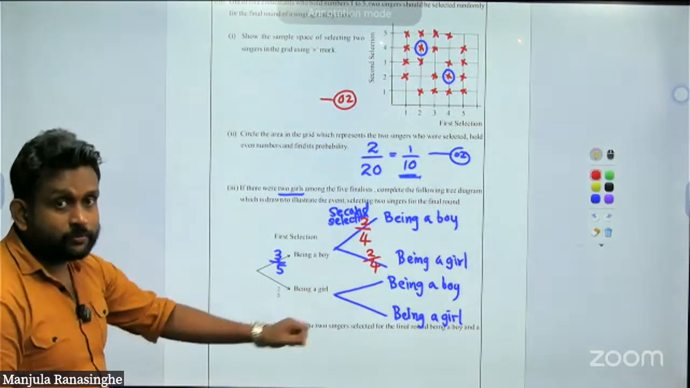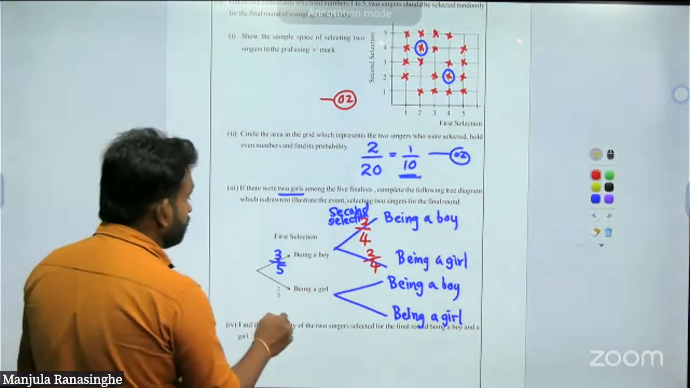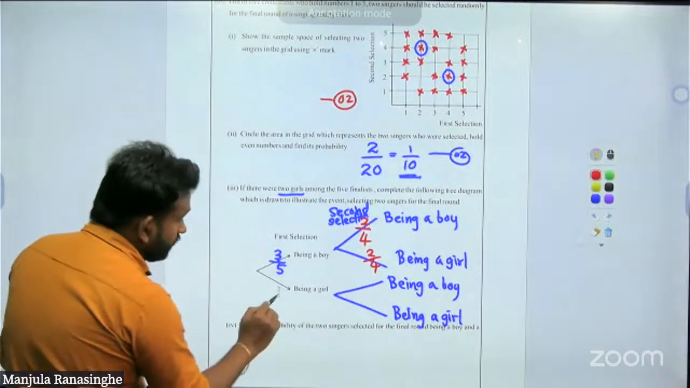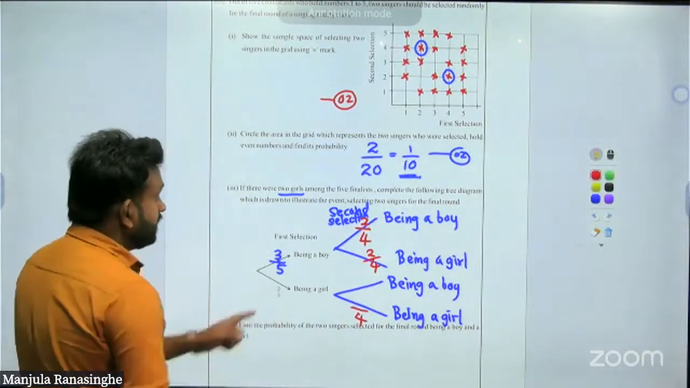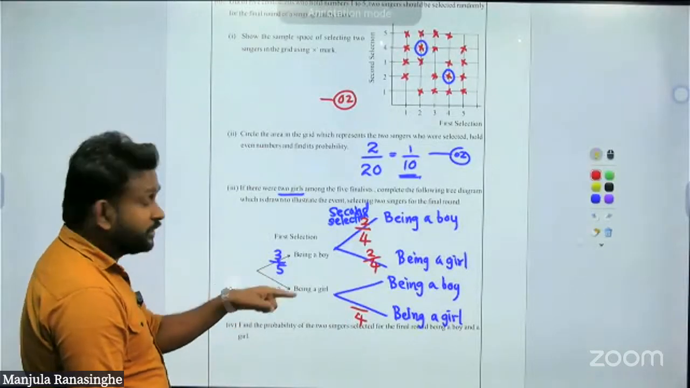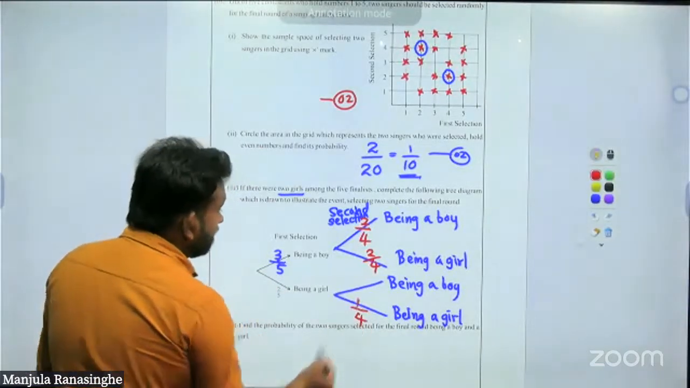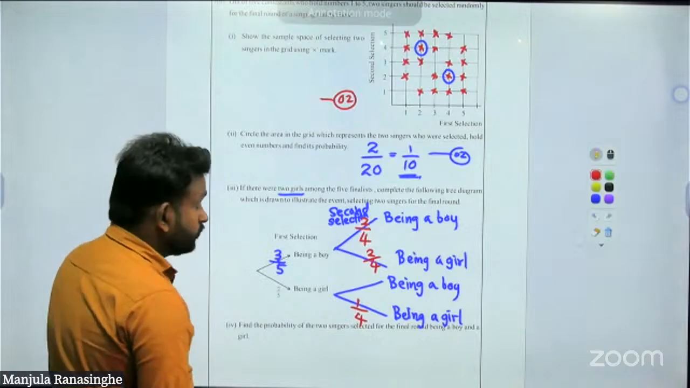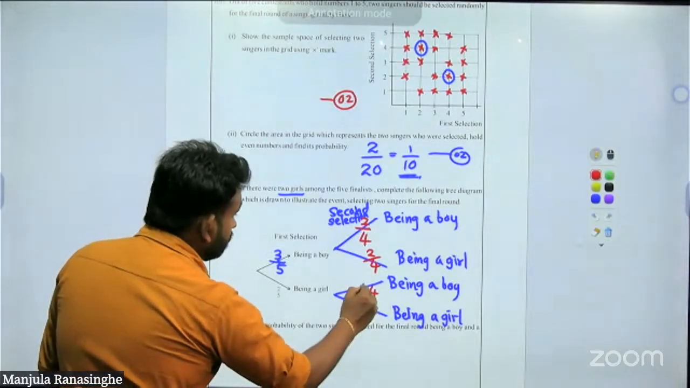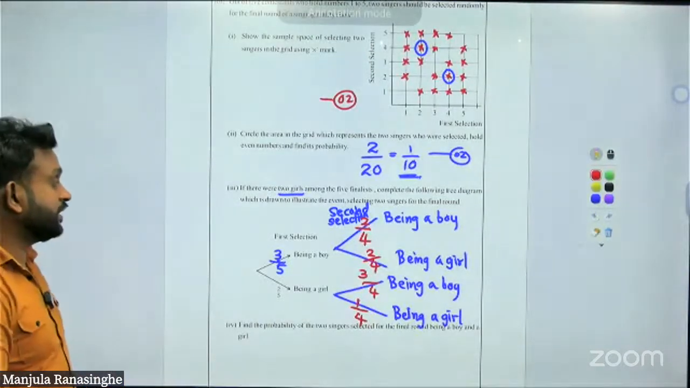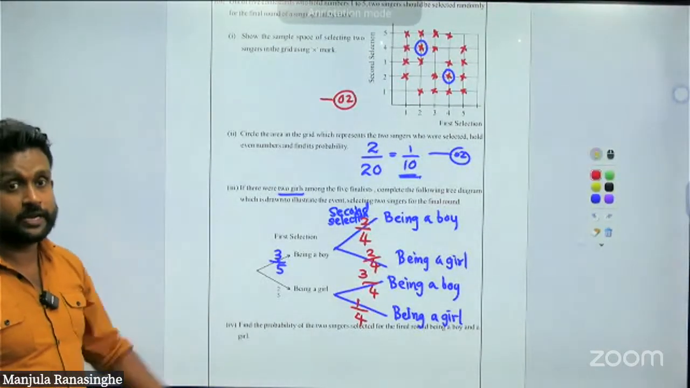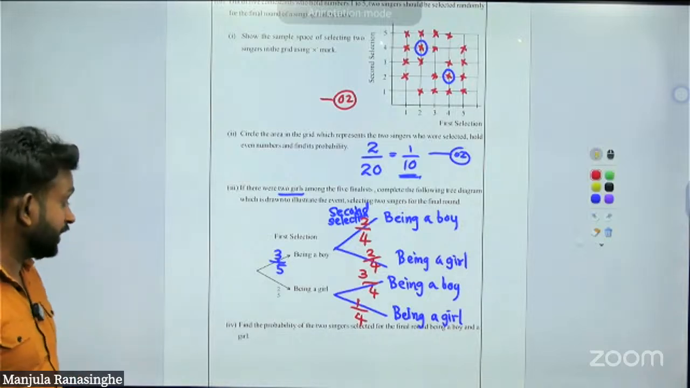So this one, what is the answer? Here 2 upon 5 being a girl. So there are 5, then 1 to be deducted, 4. A girl is selected for the first selection. So 2 there, then now 1 is the girl, so 1 upon 4. The balance is totally 4, then 4 subtract 1 is 3. That is 3 upon 4 being a boy. So that is the complete tree diagram.